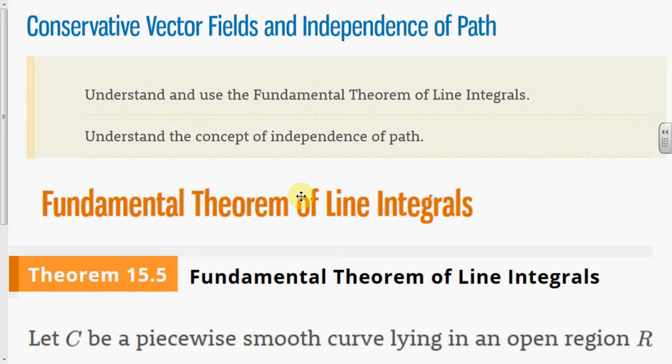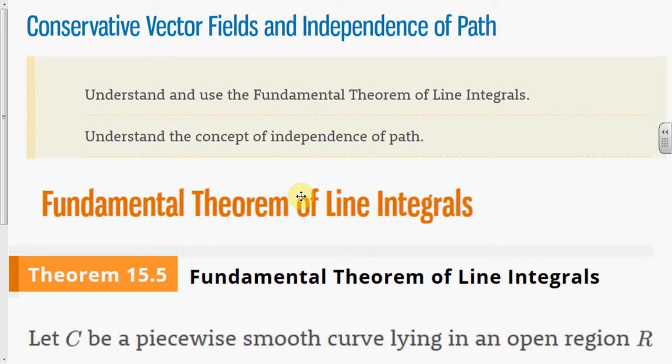The key to this section, conservative vector fields and independence of path, is that if the vector field is conservative, you can do a lot of neat things with it. So that's the key. If you're given a vector field, see if it's conservative. If it is, you get two things. Matter of fact, three later on, but two here directly that you get for free.